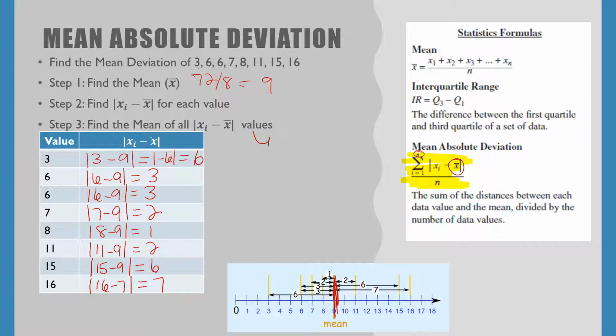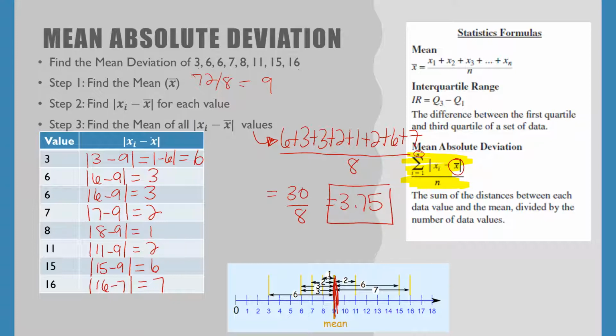Okay, so for step 3 right here, I'm going to take all of these answers that I got. So 6 plus 3 plus 3 plus 2 plus 1 plus 2 plus 6 plus 7. And we're going to divide it by however many items we had. Remember, we had 8 items, so divide it by 8. So I'm going to plug that in my calculator. Okay, and I get 30 in my numerator. And then 30 divided by 8, I end up with 3.75. Okay, so that is my mean absolute deviation.